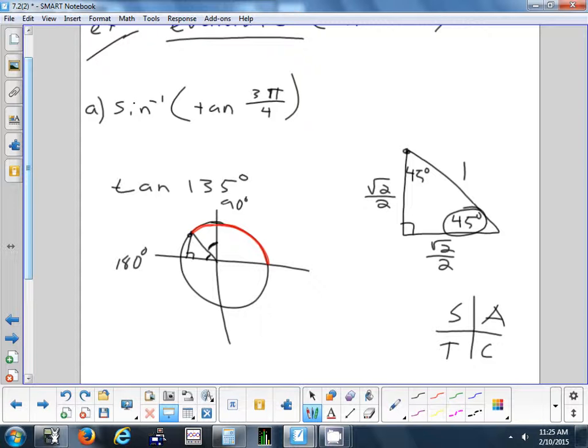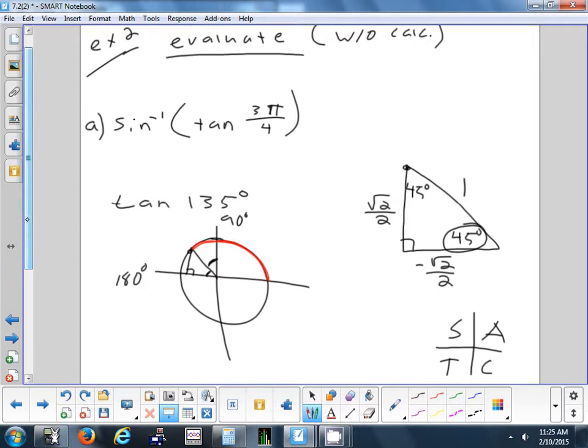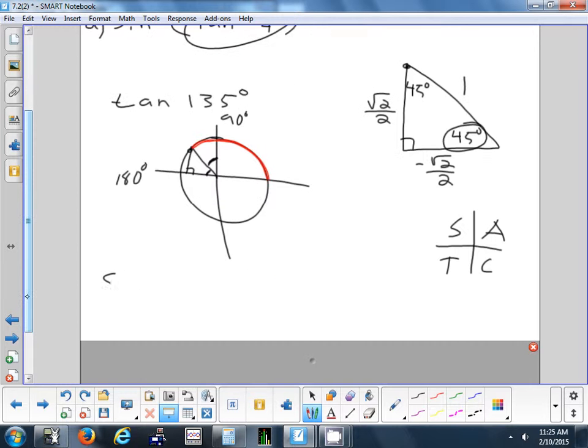Negative 1. Remember, take into account the direction. You're going left. So that's a negative divided by a positive. If you want to write it in your diagram like that, you can. Negative, positive. All right. So the tangent of 135 is negative 1. So now we know this. Let's rewrite our problem. Now we just have to figure out the inverse sine of negative 1.